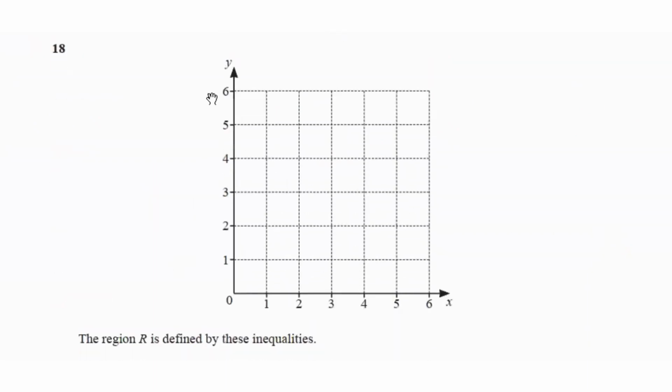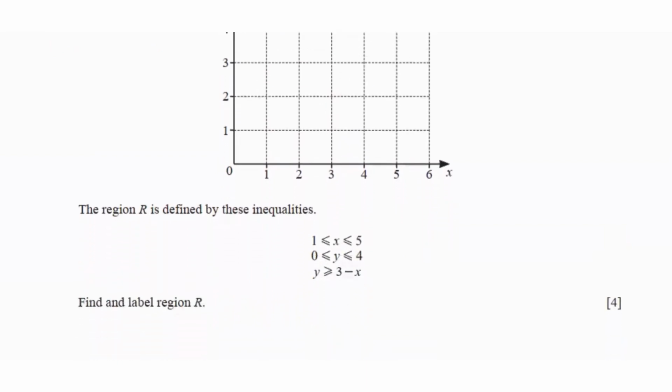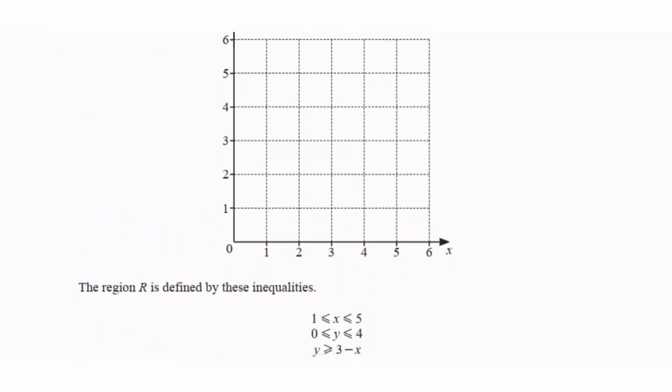Question 18 says the region R is defined by these three inequalities. Find and label region R. For the x values between 1 and 5, where 1 and 5 are included, we'll have a complete straight line. Then for the y value, it's from 0 to 4. So we'll have the axis over here and y equals 4 over here. Next, we have y is greater than or equal to 3 minus x.